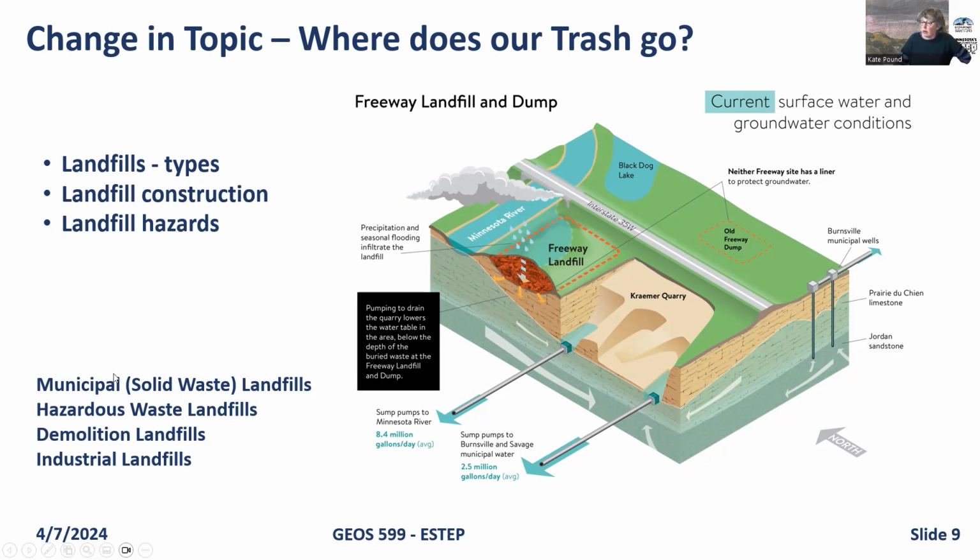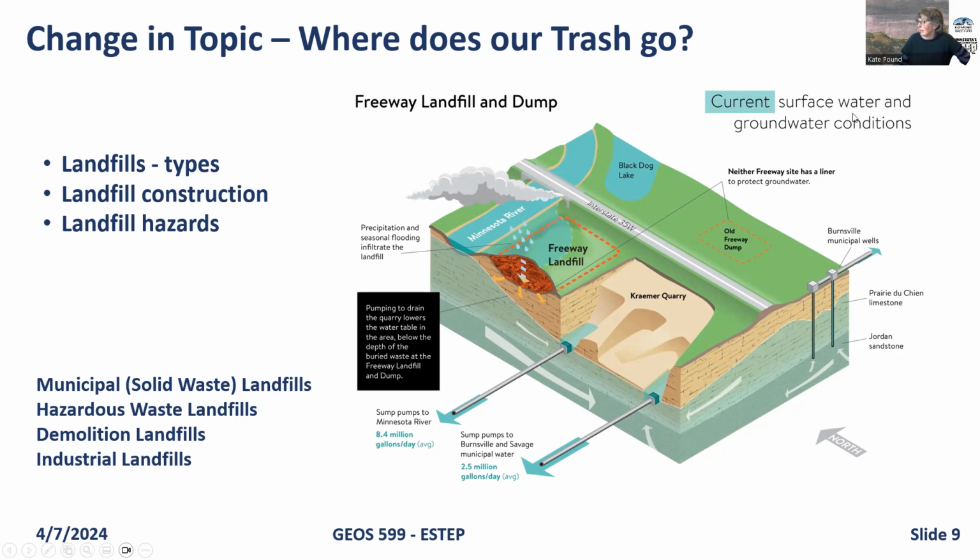groundwater. So down here on the left is a list of the different types of landfills: municipal or solid waste landfills. This is where most of the waste that we're familiar with goes. Then there's hazardous waste landfills. There's demolition landfills. This is where demolition material, like concrete and wood, will go. And then there's also some industrial landfills.